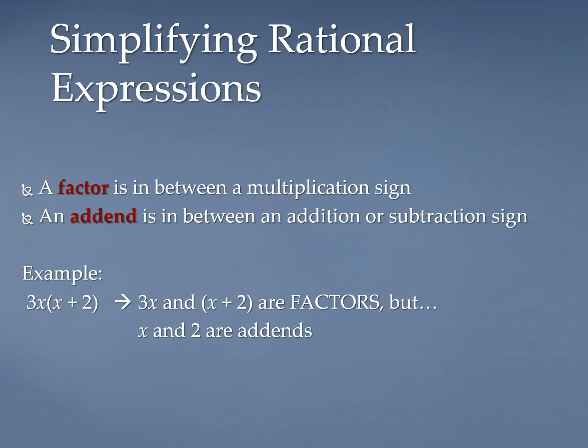3x as a unit and x plus 2 as a unit are factors. But when we look at x plus 2 and separate the x and the 2 from each other, not treating them as a unit, they're separated by a plus symbol, so x and 2 would be considered addends. And there is a really good reason why I'm taking the time to explain the difference between a factor and an addend. We'll get to that in a little bit.